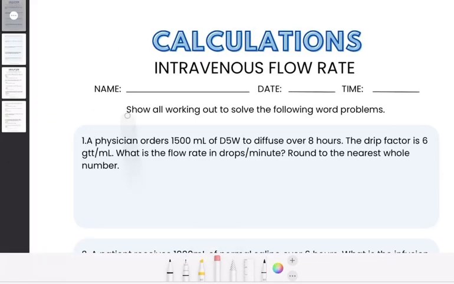Today we'll be working on some calculations regarding intravenous flow rates. Make sure you show all your work to make sure you don't make any mistakes.